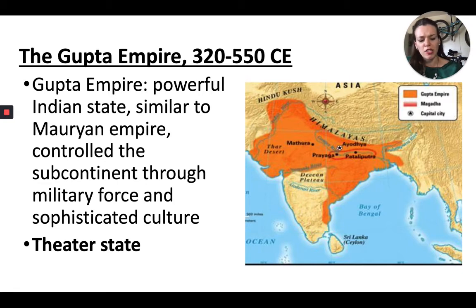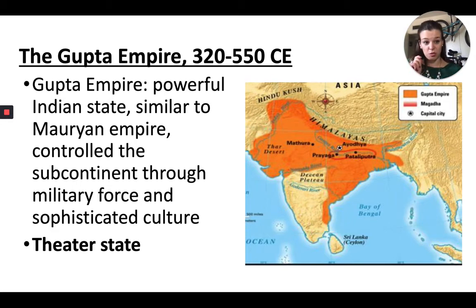So if we're thinking interactions with the environment, you still have irrigation systems, you're still building up roads and infrastructure. Agriculture is a huge part of your economy still. So it's going to be founded by Gupta. And the question for any empire is, how do you get people to obey you? How do you get people to listen to you? Well, the Gupta Empire is going to use what we refer to as a theater state. So, a theater state, and this is a term you should know.